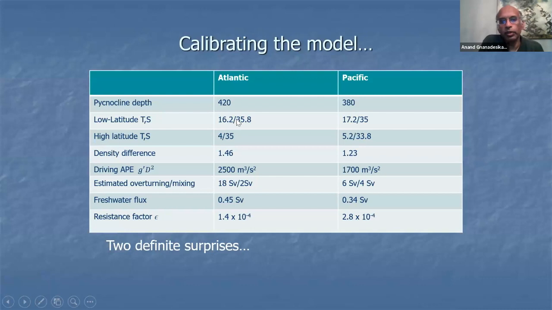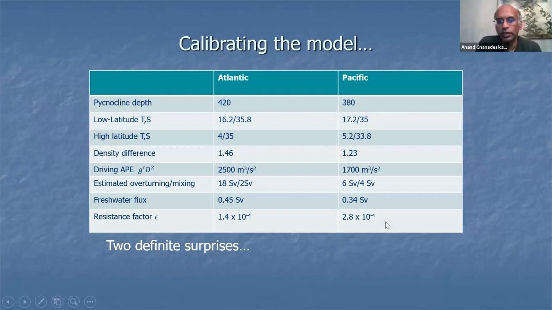We also find that when we look at the high latitude density in these two basins, the density differences are actually pretty similar to each other. The driving available potential energies are pretty similar, and yet the overturning is much weaker in the Pacific than the Atlantic. It turns out that in order to sustain this salinity difference, we have a weaker freshwater flux in the Pacific than we do in the Atlantic. Notice this Atlantic freshwater flux, which includes the Arctic, is about twice the size of the Amazon.